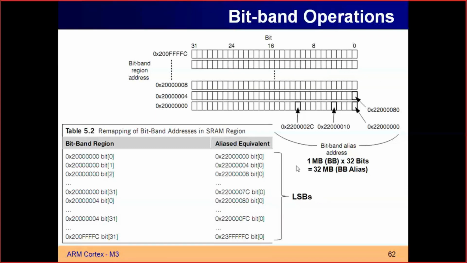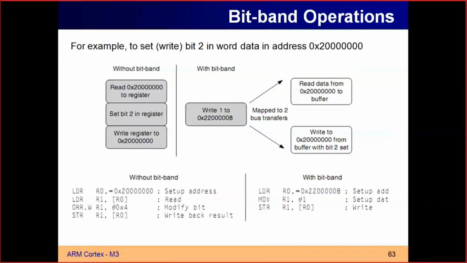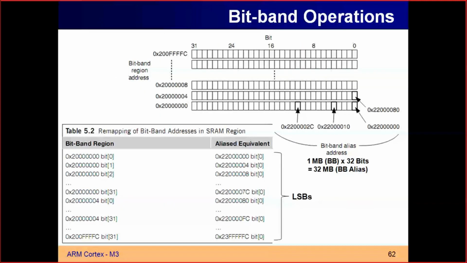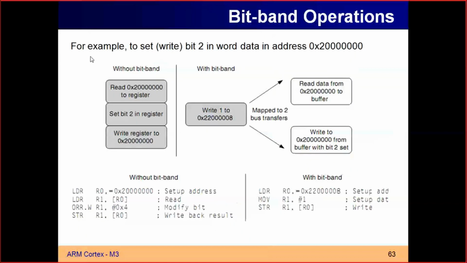So you are making it atomic in nature. Instead of read, modify, write, you are making this operation atomic in nature. So it will be something like this. For example, to set bit 2 in the word at this address, what will you do? First, it is shown without bit band. So first you will read this location, you will set that bit, then you will write back.